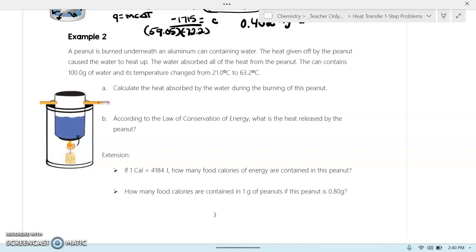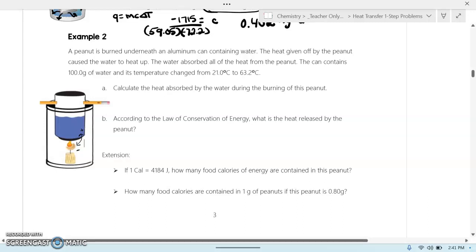So we have this energy transfer, conservation of energy, that the heat given off by the peanut is the heat absorbed into the water. So they will be equal and opposite. One's releasing, one's absorbing. So let's go ahead and do this problem.